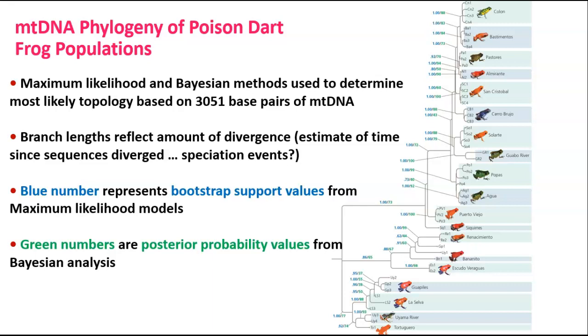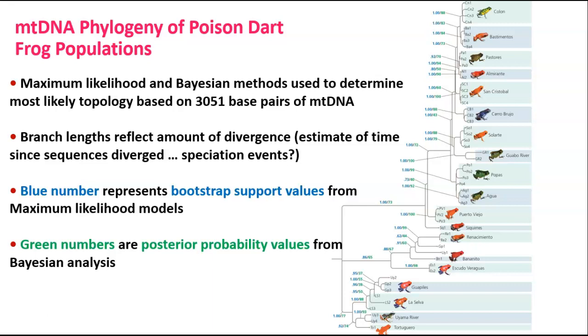Now the blue numbers on our figure, the numbers on the left, represent bootstrap support values from the maximum likelihood model. So in general, from what I remember, any bootstrap values of 70% or 0.7 or higher are generally considered to be fairly rigorous. And you can see there's a lot of values of 1. The green numbers are what are called posterior probability values from the Bayesian analysis.